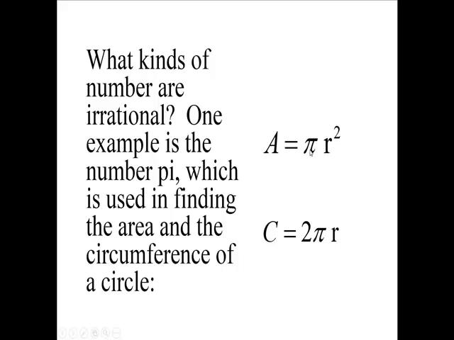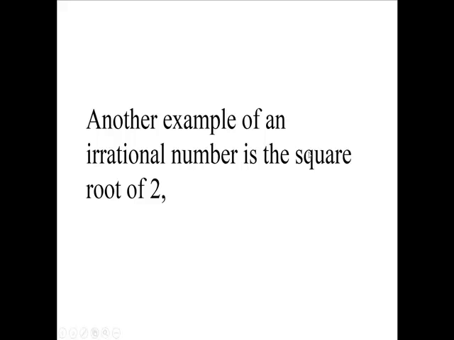3.14159 is not really pi. It's an estimation of pi. Pi never repeats. It goes on and on as a decimal. Another one is the square root of 2, written this way.